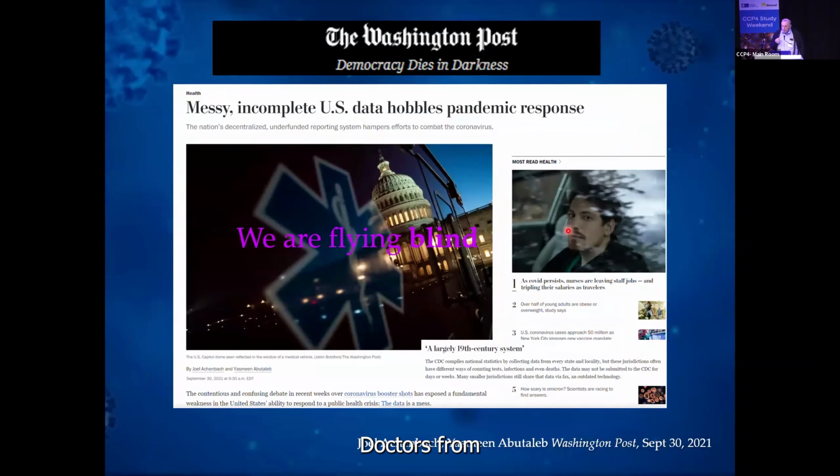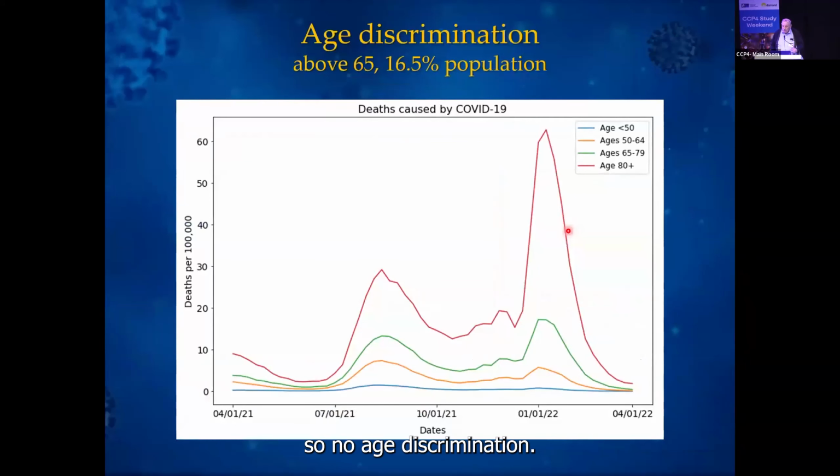Doctors were asking me about PDB at UVA. So now, age discrimination. You see, if we are talking about the deaths of people who are above 65, 70.